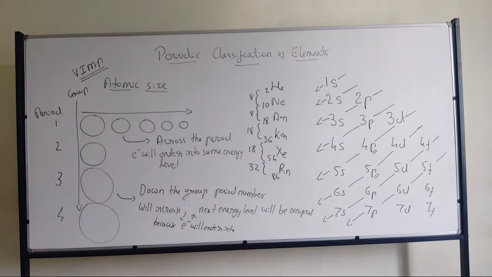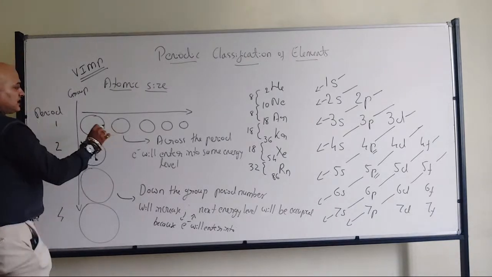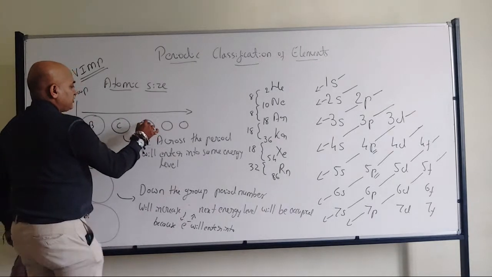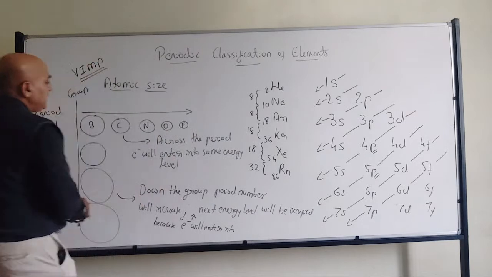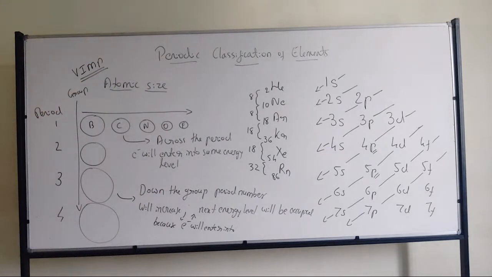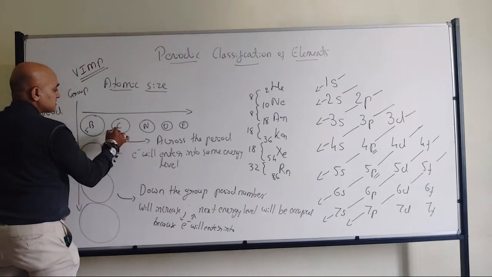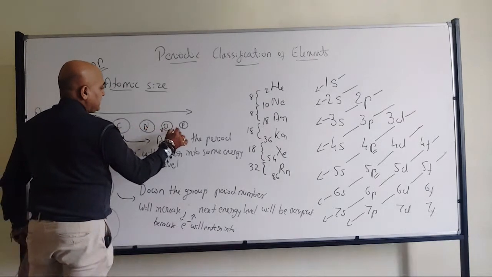Say for example, I will consider boron, then carbon, nitrogen, oxygen, fluorine. Okay? So, period number 2. Lithium and all I have not considered. So, boron, carbon, nitrogen, oxygen, fluorine. That shows that fluorine is the smallest element in that particular period. If I see the atomic numbers, here we have 5, 6, 7, 8 and 9.